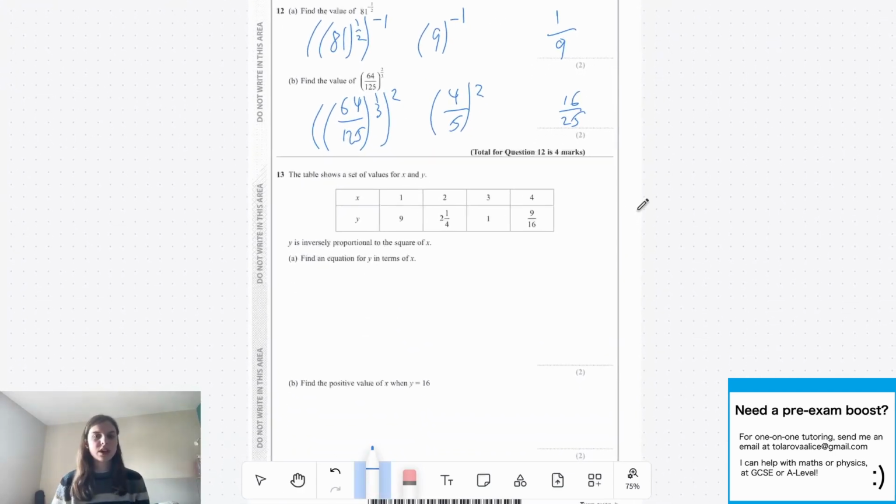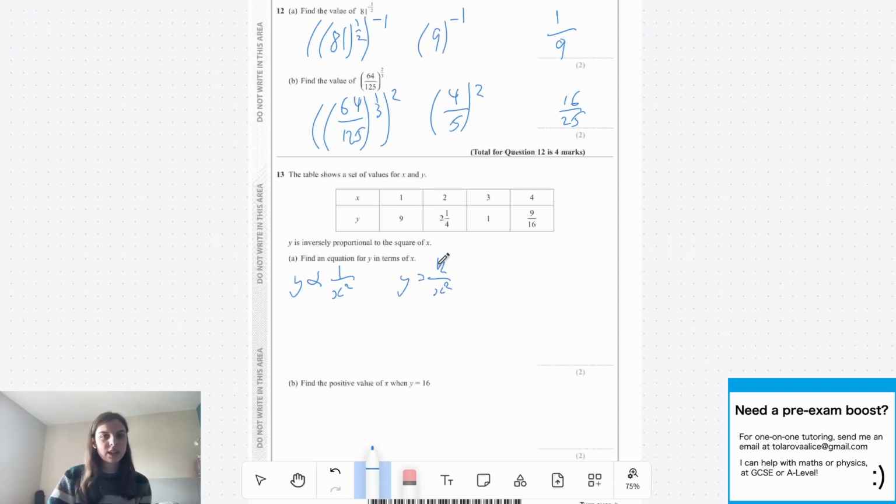The table shows a set of values for x and y. y is inversely proportional to the square of x. Find an equation for y in terms of x. Okay, so y is proportional to 1 over x squared, which means y is equal to k over x squared.